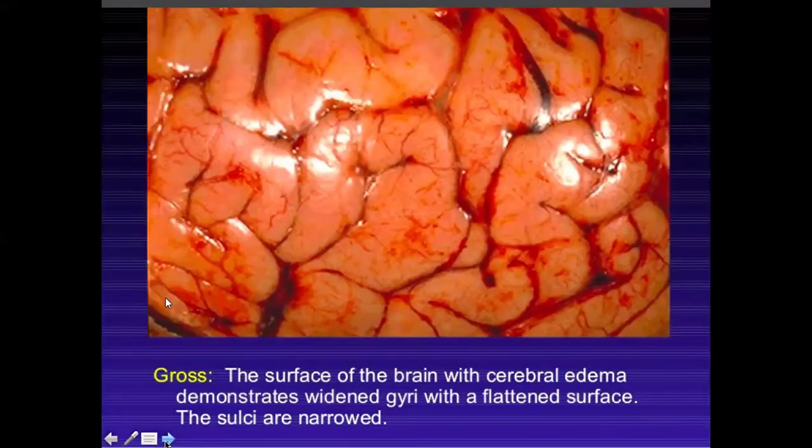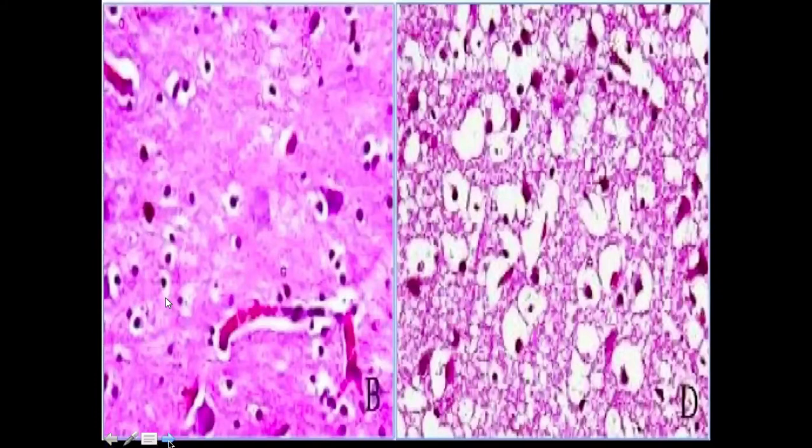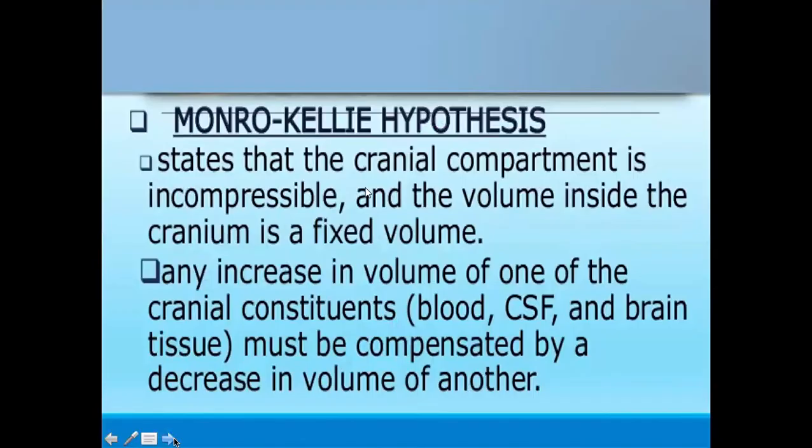Okay? So how about cerebral edema? Accumulation of fluid in the brain. So grossly, the surface of the brain with edema demonstrates widened gyri and some with flattened sulci. Okay? With flattened surface and the sulci are narrowed, kasi mayroon ng laman. May water nga, may fluid nga. Okay? So this is the normal. As you can see dito, mayroon siyang laman in between. So this is a picture of a cerebral edema or a brain edema.